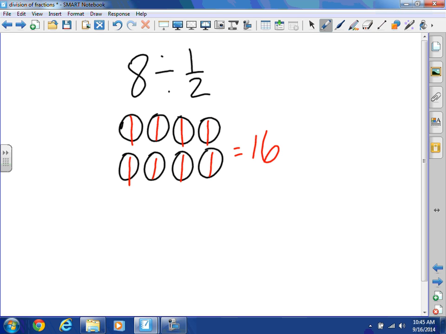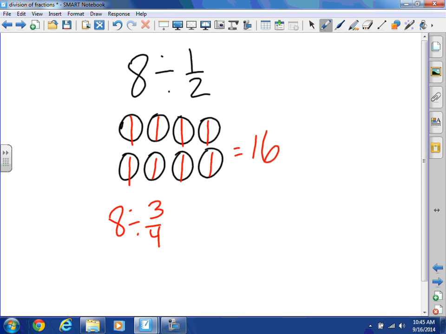So when you're looking at dividing a whole number by a fraction, it's not that hard because I take the wholes and I divide them by the fraction. If this was 8 divided by 3/4, I would draw 8 and count how many fourths-groups fit.